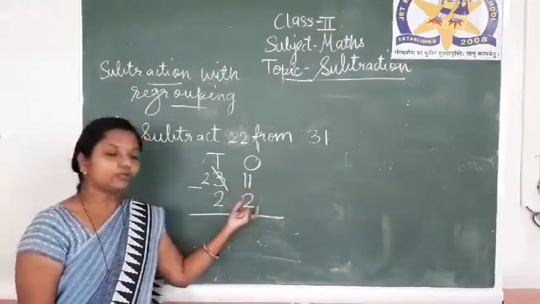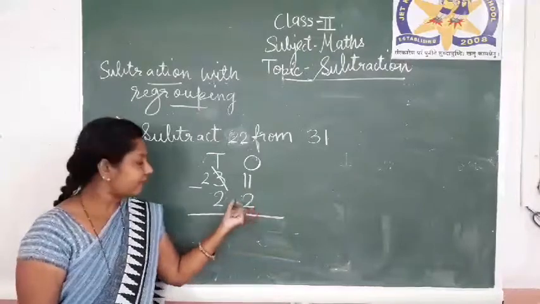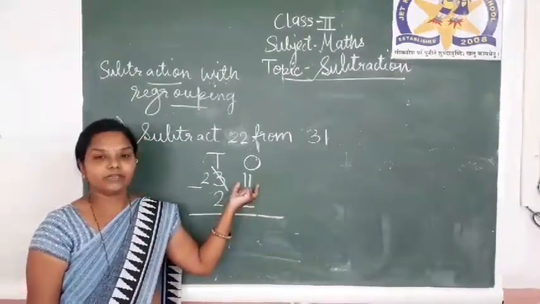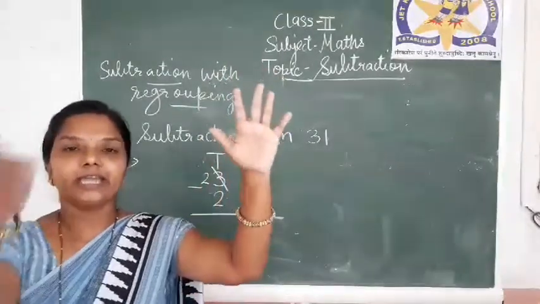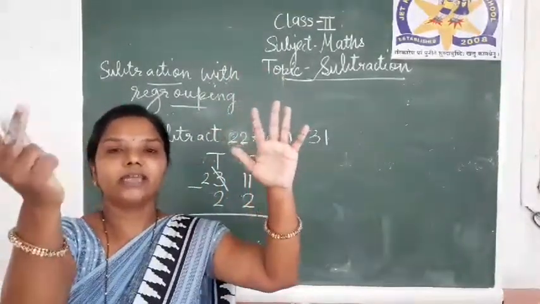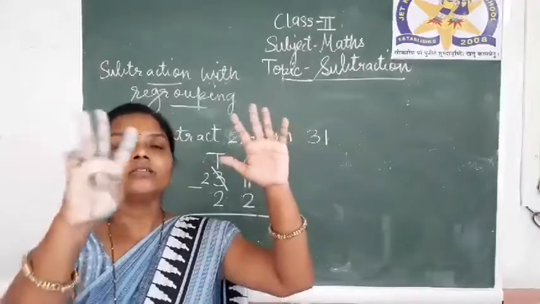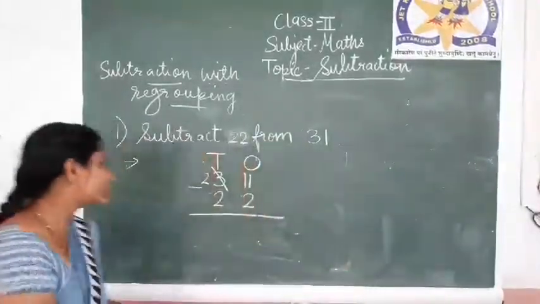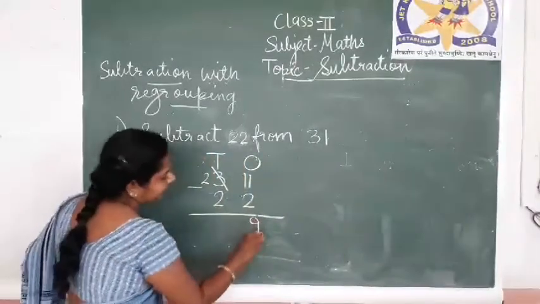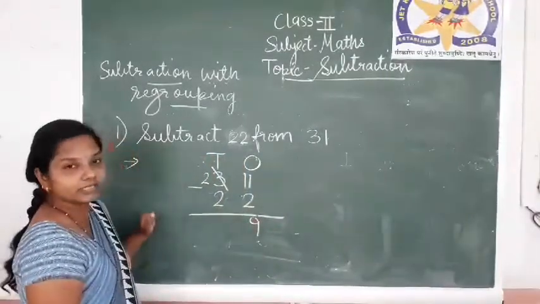11 is greater than 2, so I can subtract. That means after 2, count till 11. 3, 4, 5, 6, 7, 8, 9, 10, 11. So how many fingers? 9 fingers. So 11 minus 2 is 9. Write it down in the ones column.